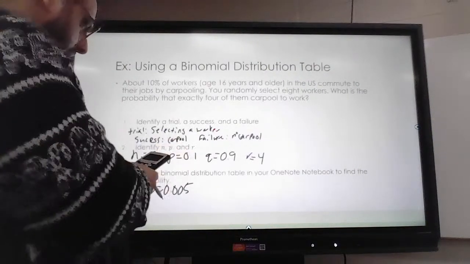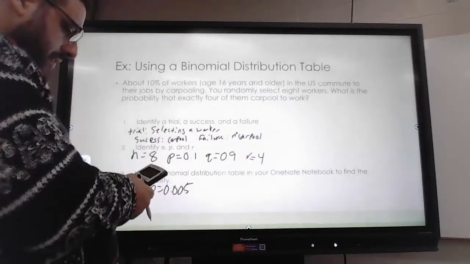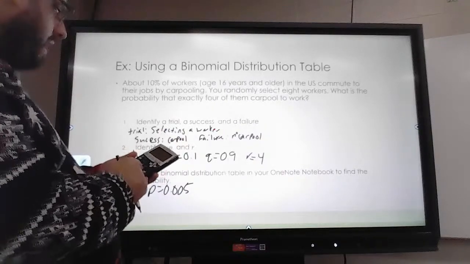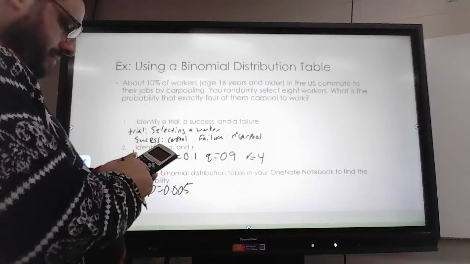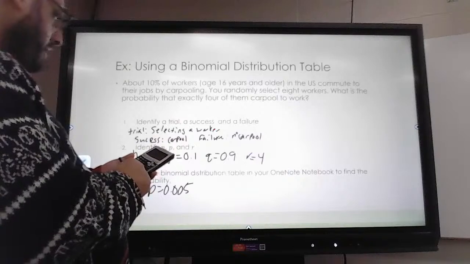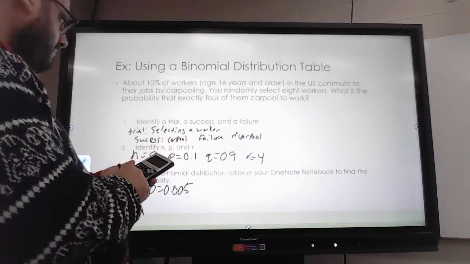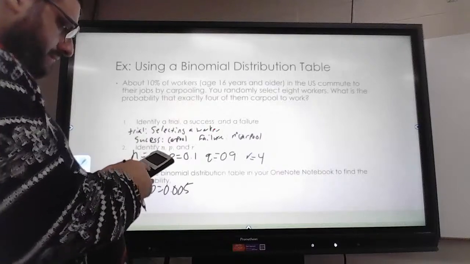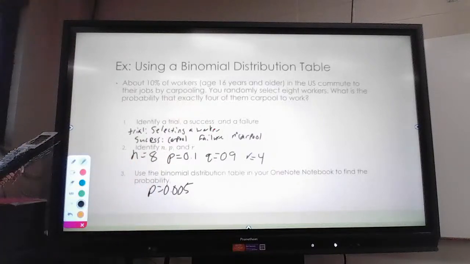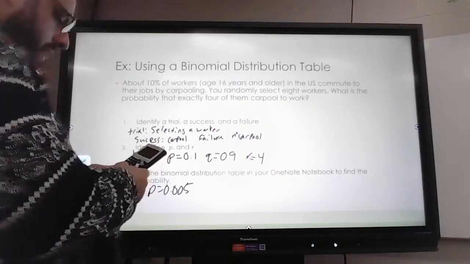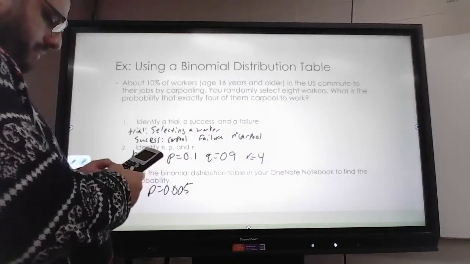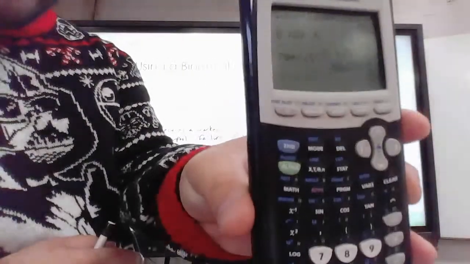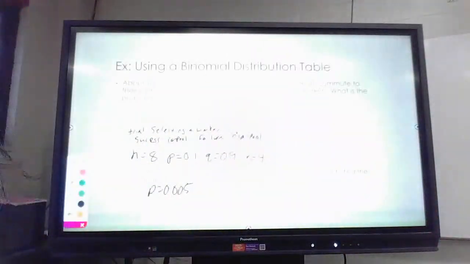If you wanted to, you could use the formula. 8C4, if I calculate that first, I get 70. So 70 times 0.1 to the fourth, times 0.9 to the 8 minus 4, which is also 4. If I round to 3 decimal places, I still get the same answer, 0.005.